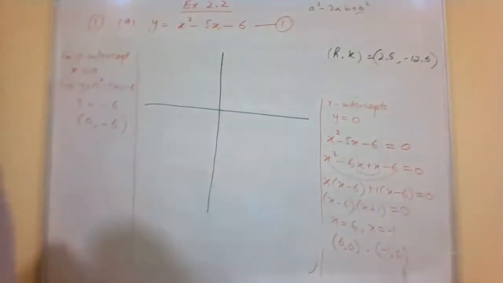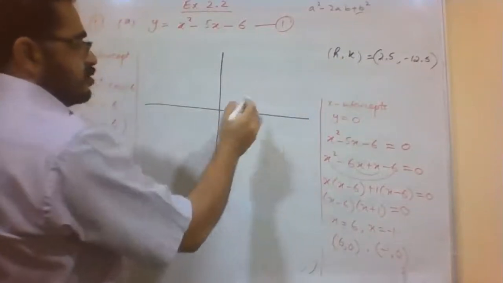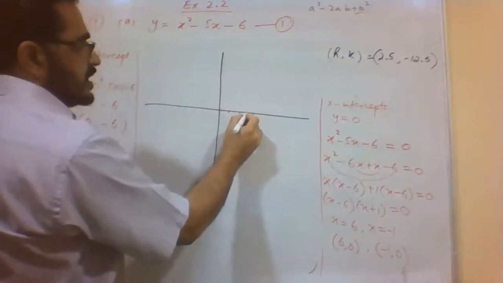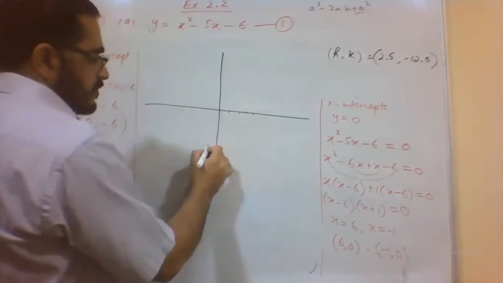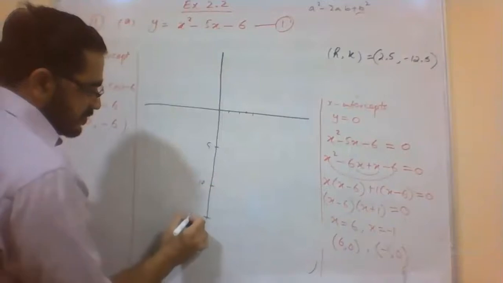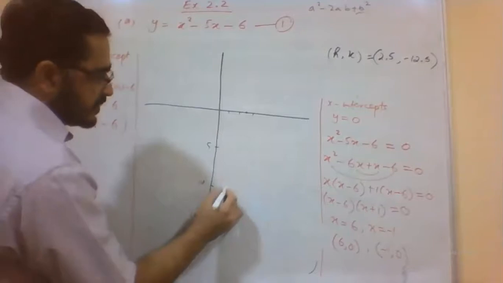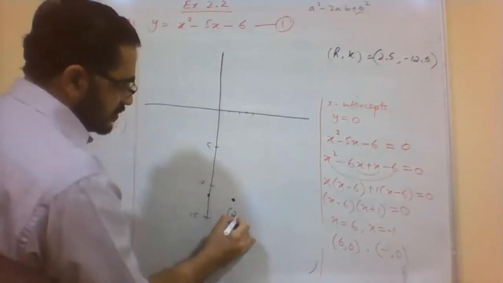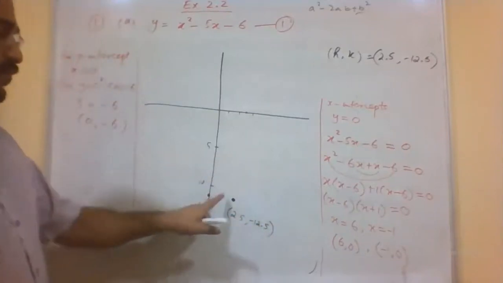First of all, we will sketch the coordinates of the turning point. 2.5: suppose this is 1, 2, 3, then 2.5 will be here. And for minus 12.5, with 5, 10, 15, 12.5 downward will be here. This is 2.5 and minus 12.5. This is the turning point.